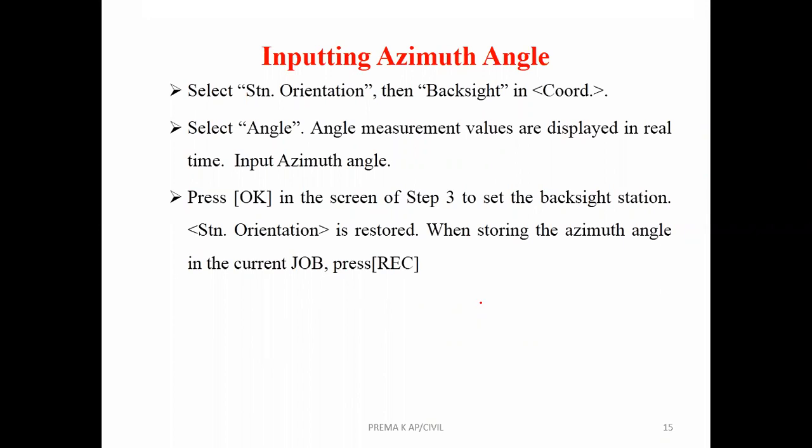So select station orientation, then backside in coordinates. So where is the station orientation option available? Where is station orientation available? Where did we see that station orientation? Can anyone remember?